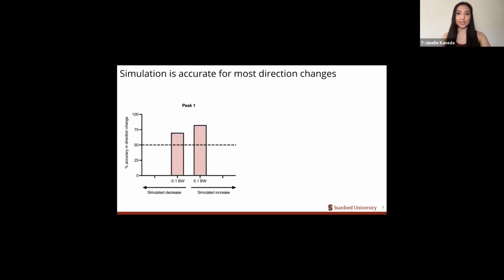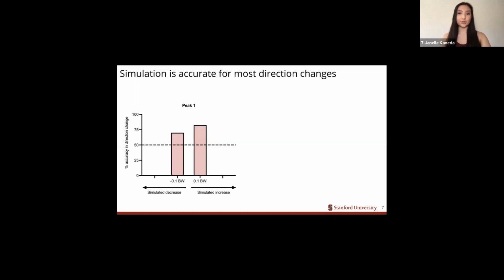Since we're mainly interested in gait modifications that change medial contact force peaks, to evaluate how confident we can be in these changes, we calculated accuracy as the proportion of peaks that had correct direction changes from baseline for simulated force thresholds. Percent accuracy in direction changes is on the y-axis, and the simulated force thresholds for changes at that amount and greater from baseline are on the x-axis.